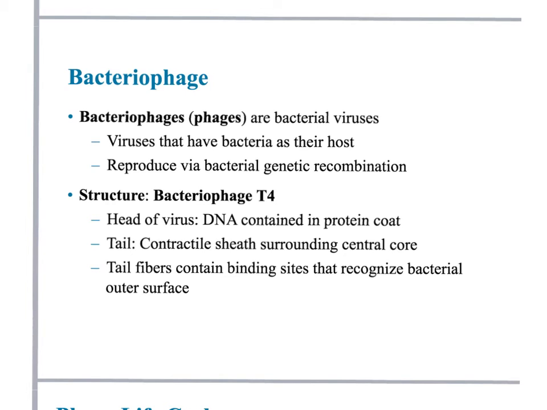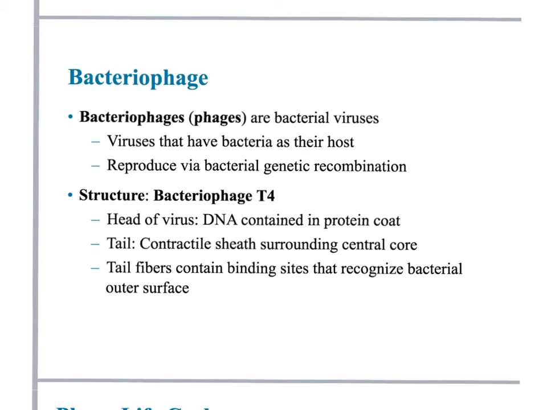bacterial genetic recombination. So recombination of genetic information, like if you have a bacterial organism and genetic information recombines, oftentimes they can reproduce a bacteriophage. So the structure of the bacteriophage is that it has a head, like a virus. The virus or the bacteriophage has a head, and the DNA is contained in a protein coat.